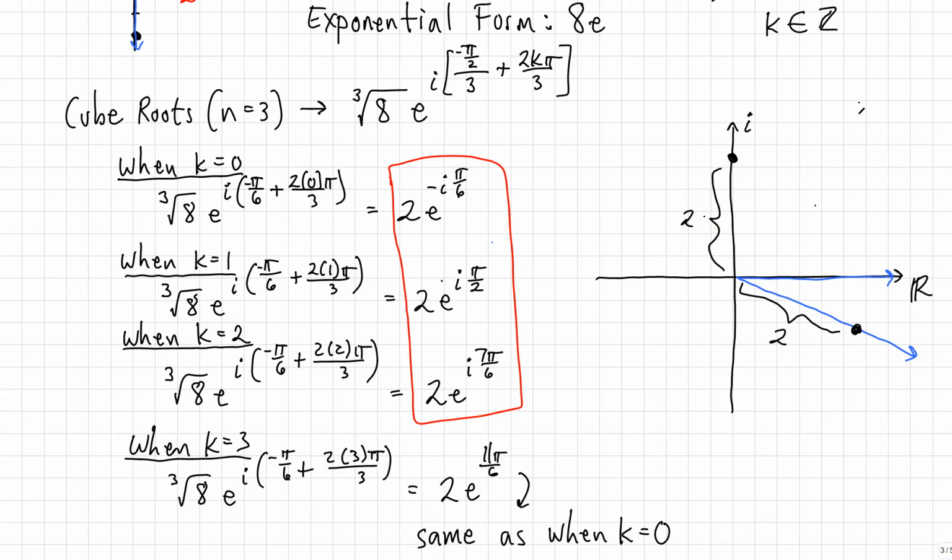Not perfect. And then our third and final cube root is at an angle of 7 pi over 6. So that would be 210 degrees. That would be over here. And again, it needs to be the same distance away, so a distance of 2. So they're all a distance of 2 away from the origin.